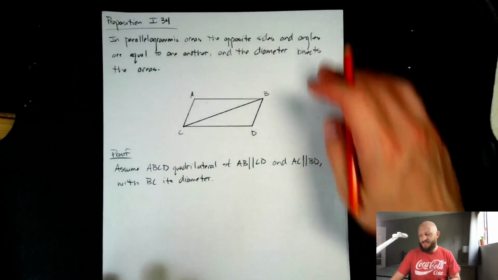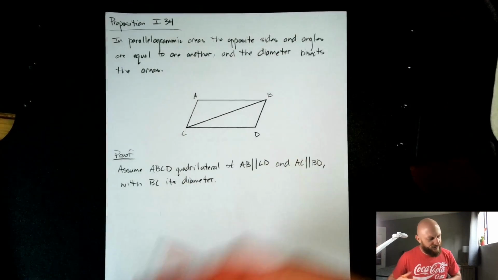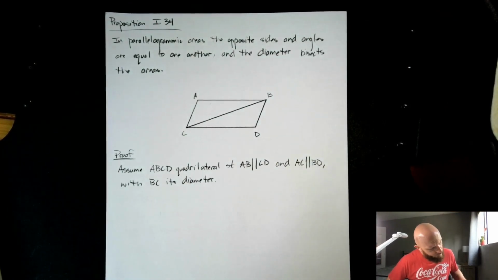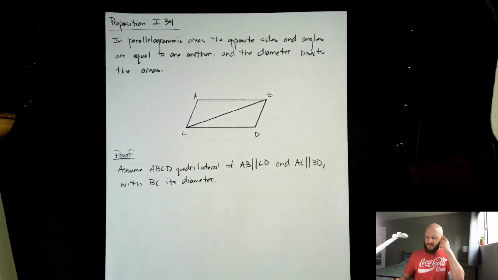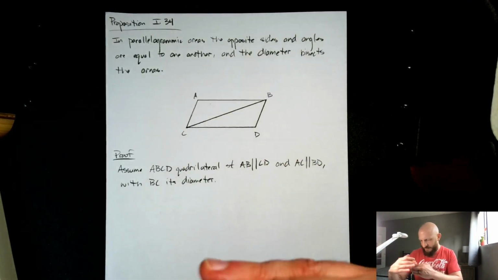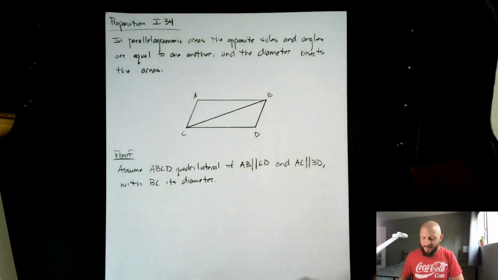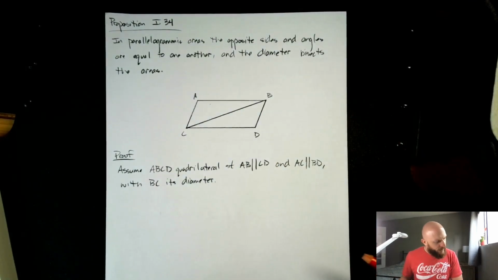Okay, that makes me feel a little bit better about already having that line in there. It really doesn't change anything. It's just the perfectionist side of me coming out. Yeah, so there we go. Okie dokie. So that's the setup. ABCD is a quadrilateral with opposite sides parallel. BC is its diameter. Okay, how do we prove this?